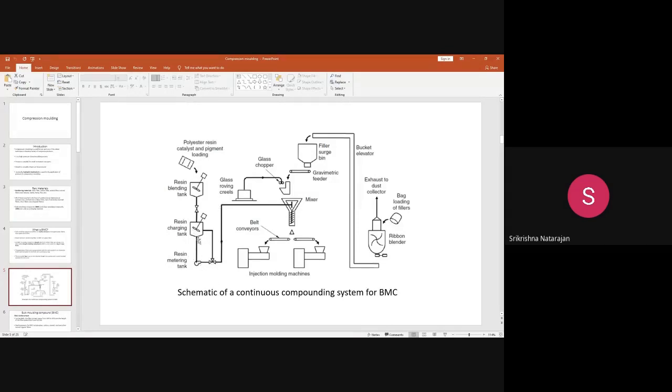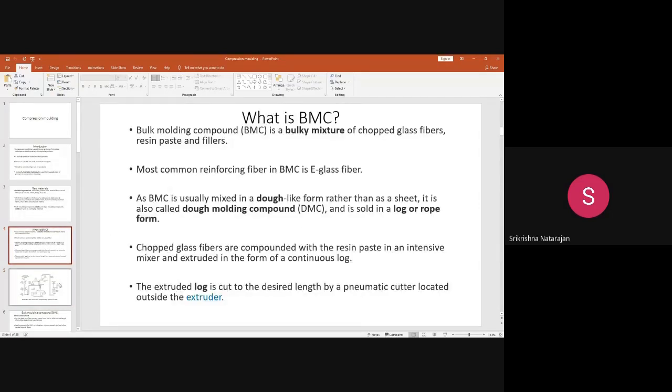They're mixed inside the metering tank, and it is introduced. And here, through the glass roving reels, these glass fibers are chopped, and then they are introduced inside the mixture, where this resin, catalyst and pigment are mixed with these chopped fibers, and then here you get the BMC, which is in the form of a log or in the form of a rope.